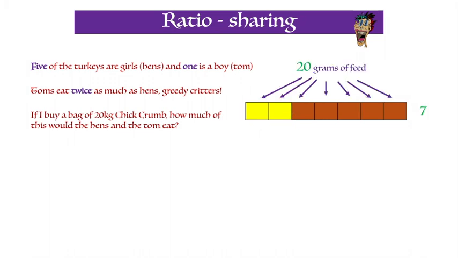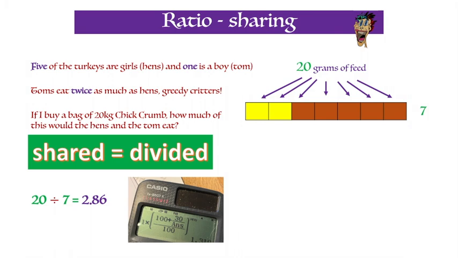So now I have my 20 kilograms, and I've got to share that amongst the 7. Remember, share means dividing. Now this is an awkward number, so you might want to use your calculator, and if you divide 20 by 7 you get 2.86. In fact, it's more than that, but here we just round it to 2 decimal places. So each tray will be filled with 2.86 kilograms of feed.